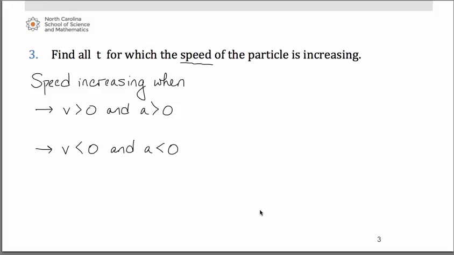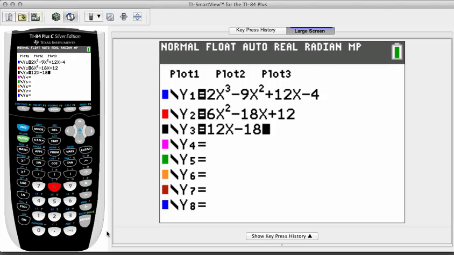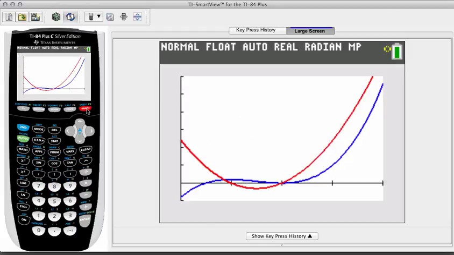We are going to go back to our graphing calculator. We already have the velocity graphed. We are going to go ahead and graph that acceleration, 12t minus 18, and then answer these questions from that. So under y3, we will have 12x minus 18 representative of the acceleration. If we go ahead and graph that, remember, the red graph was the velocity, and the black graph here is the acceleration.